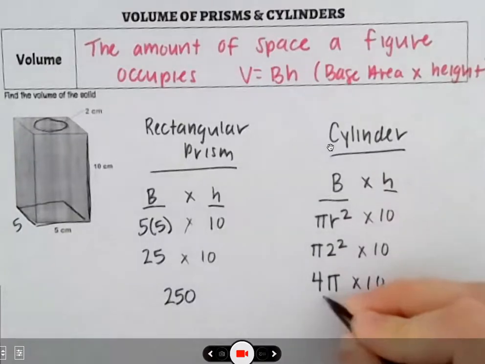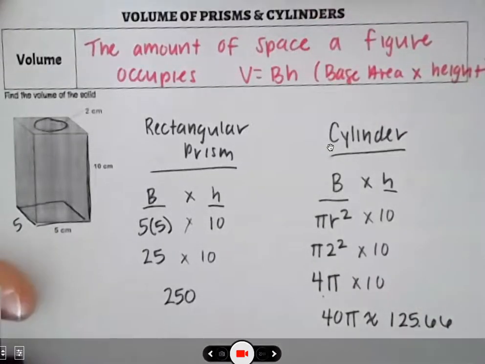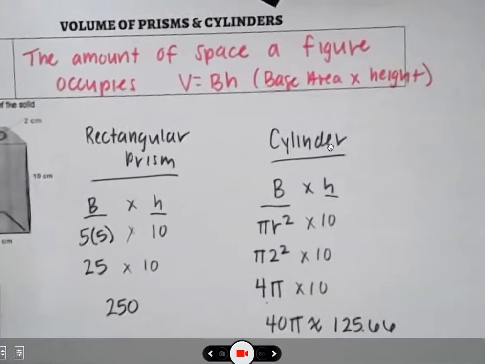So now I have 4 pi times 10, which gives me 40 pi. And then if we take our calculator here, folks, 40 times pi is approximately, we'll say 125.66. We'll just do that for now.